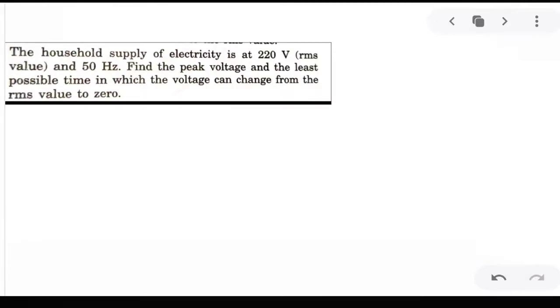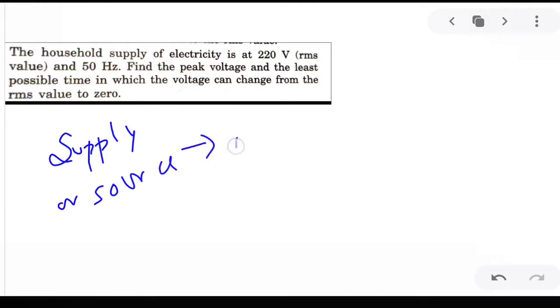The household supply of electricity is at 220 volt RMS value. Now see, here it is given in the question that the supply voltage is RMS voltage, but even if it is not given, you should always consider the supply or source voltage or current to be the RMS value. This is one thing. Another thing is, all measuring instruments give the RMS reading. All ammeters, voltmeters, all these instruments give RMS value.